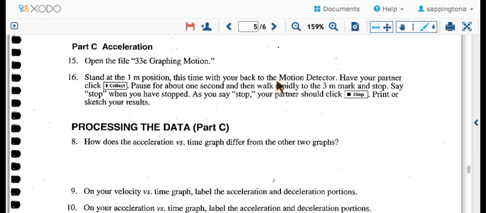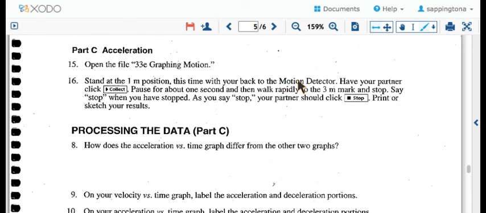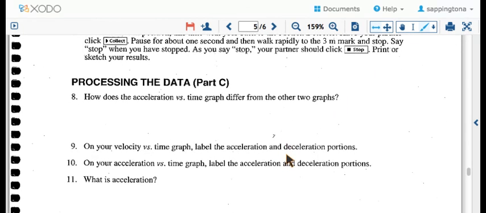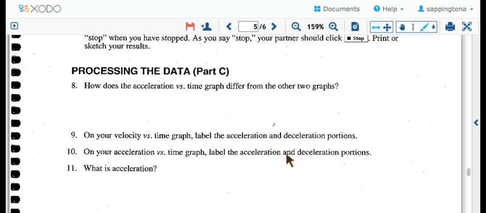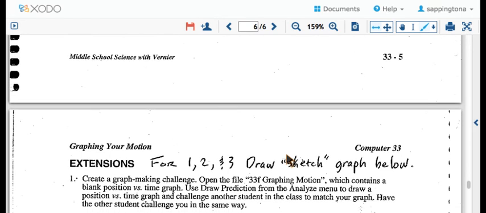Finally, acceleration. This part you're going to use on 33E, graphing motion. I think you get the idea on what to do at this point. We'll close it out. Just make sure you read the directions specifically. And then when you answer your questions, you answer the questions completely. And you should do just fine. All right, that's it.